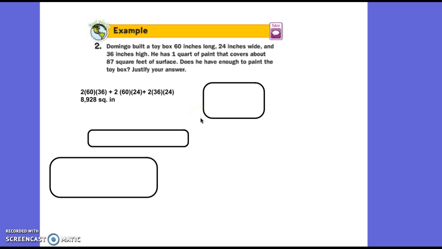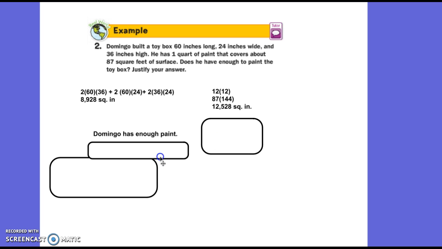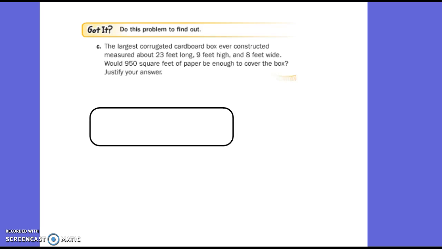From there, he has 1 quart of paint, but that covers 87 square feet. That's not talking about inches, so you need to convert your feet into inches. You need to take 87 times 144, and you get 12,528 square inches. Since 12,528 is bigger than 8,928, Domingo does have enough paint to paint his toy box.